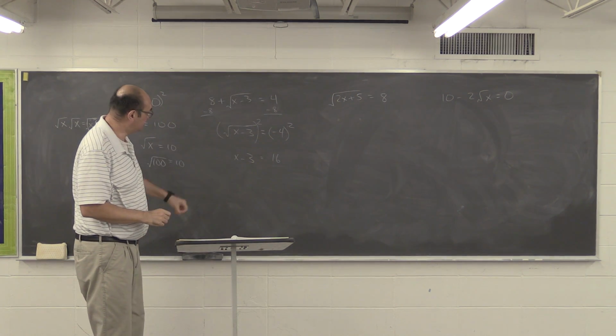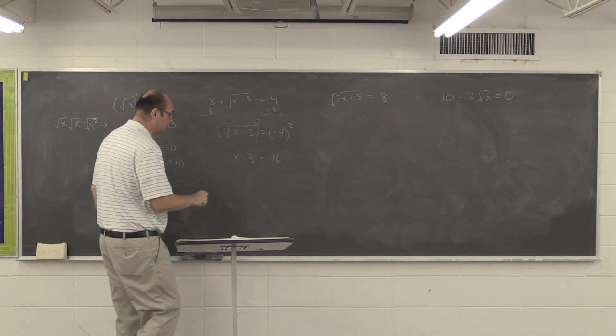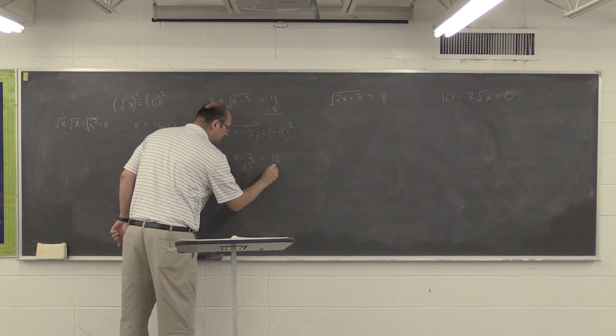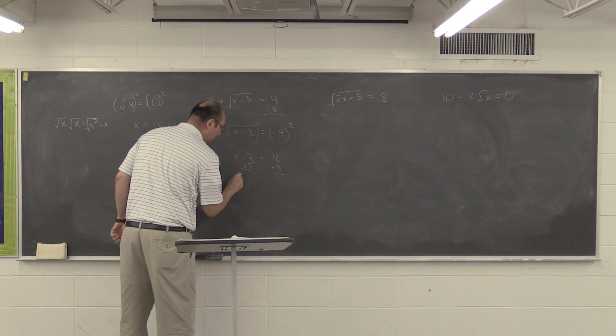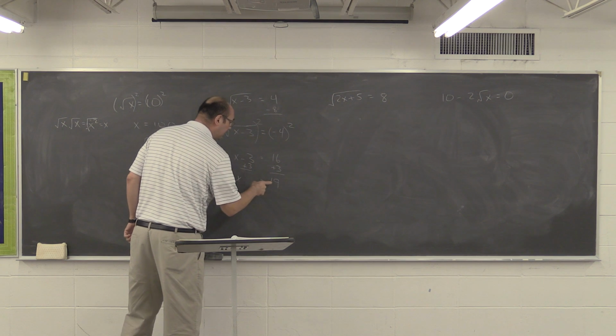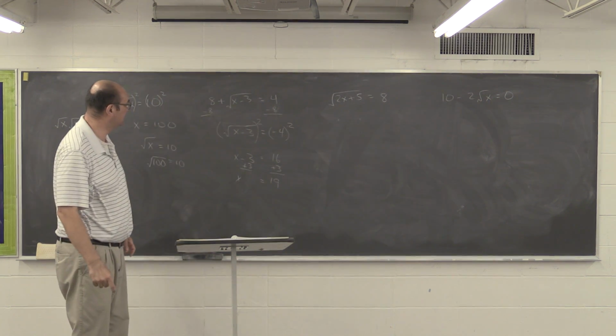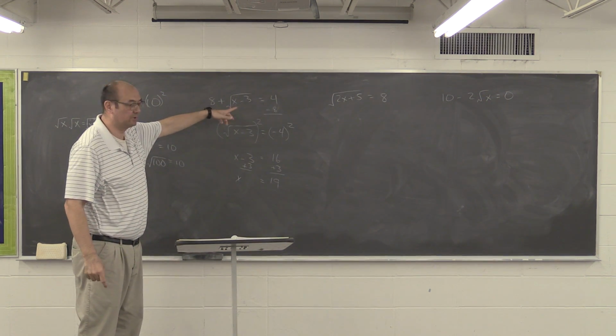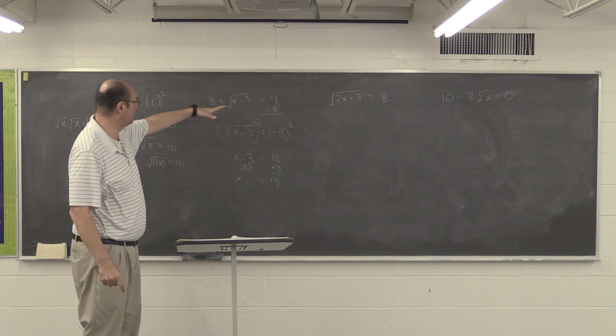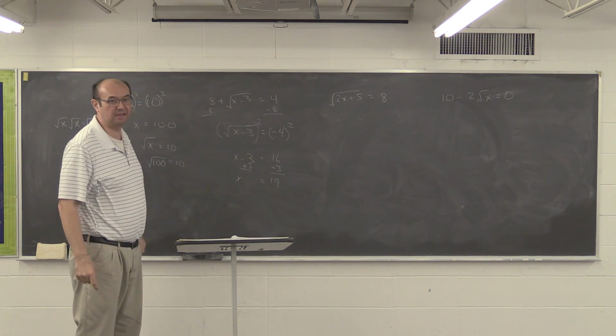And then we add 3 to both sides. We want to get x by itself, so the opposite of that is a plus 3. So x is equal to 19, and that's our answer. If you check it, 19 minus 3, take the square root of that, and then you add 8, you get a 4.